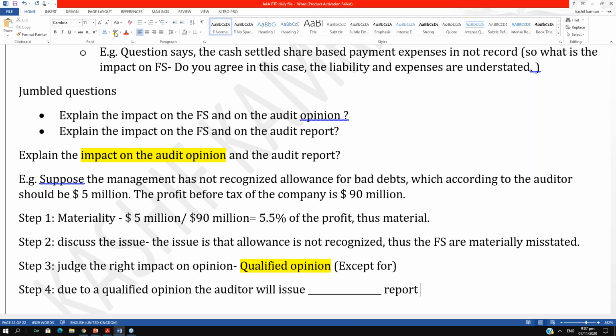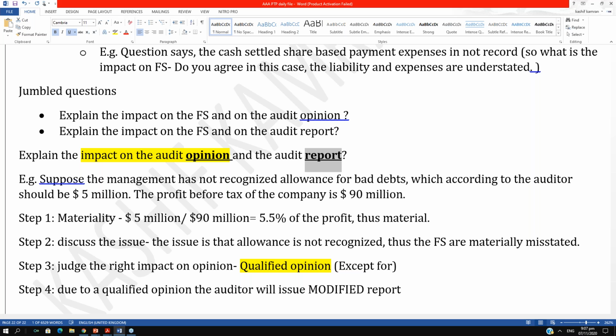Wonderful, very good answers. Due to a qualified opinion, the auditor will issue a modified report. So are we answering the second requirement of the examiner, impact on opinion, number 1? And because of the opinion, the impact on the report. So what is the impact on the report? Will the report become modified due to a qualified opinion? Everyone agrees to that?